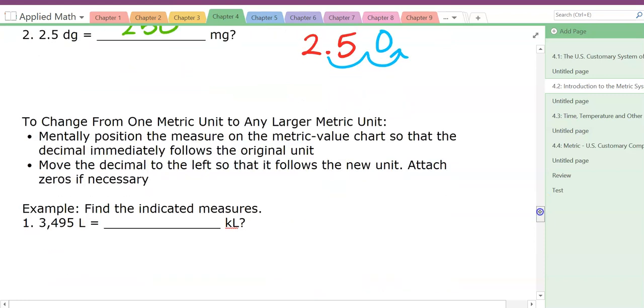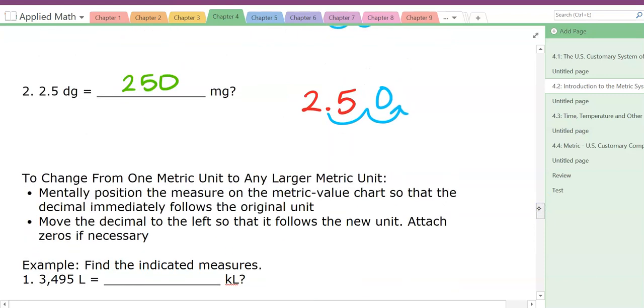Now, if I'm going from a unit to a larger unit, I go the other direction. So instead of moving it to the right, I got to move it to the left. Okay? But you can do the same thing. You can go back up to that chart, figure out where am I starting? Where am I going? This time we're going to a larger unit, and however many movements you have to take, that's how many times you move that decimal place, this time to the left.